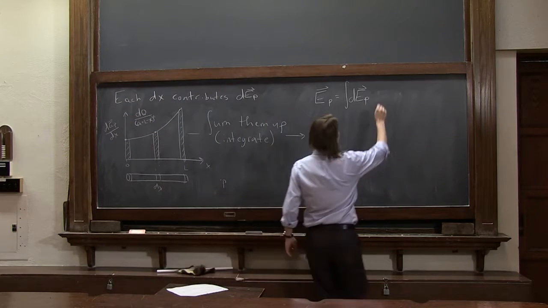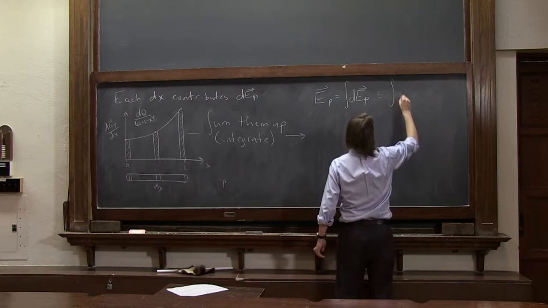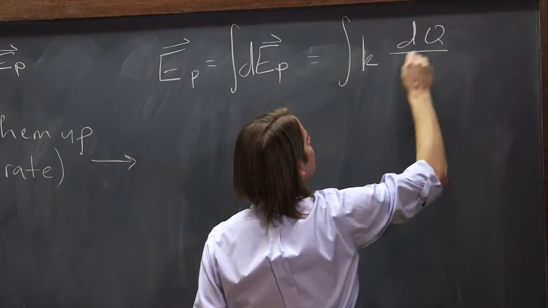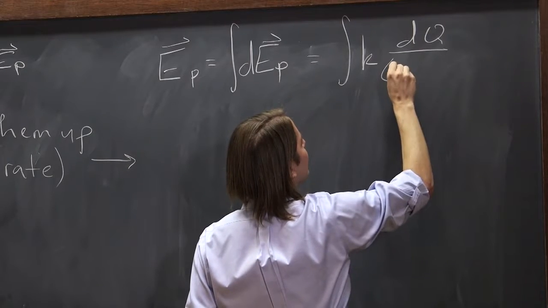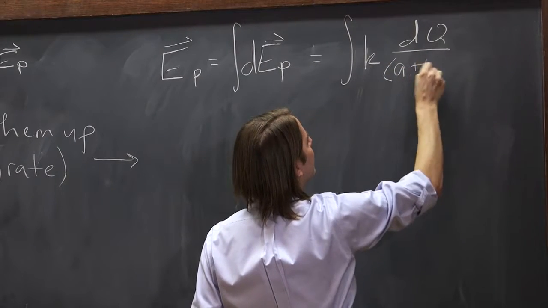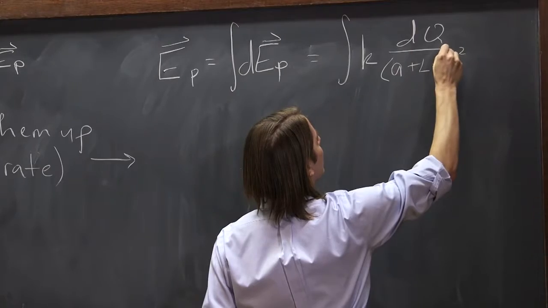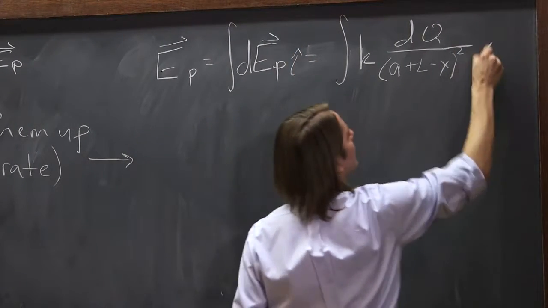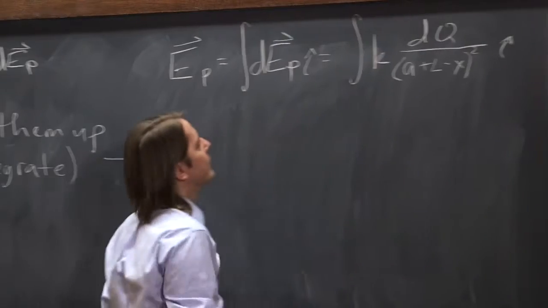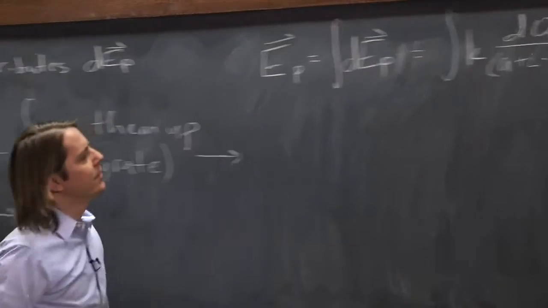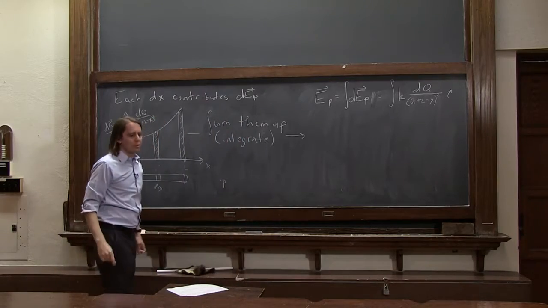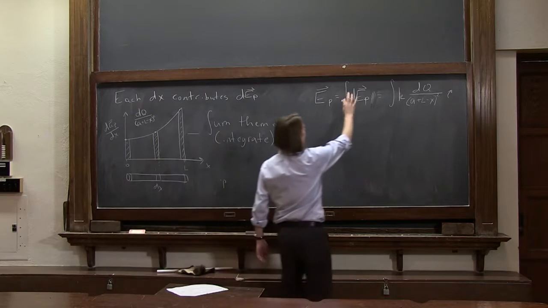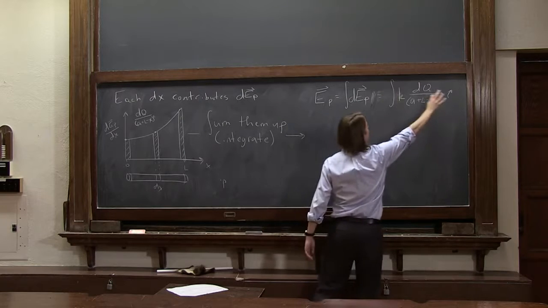Okay? So the other side was the integral of k dq, and on the bottom was a distance a plus L minus x squared. And of course, these are both in the I hat direction. I don't need an I hat there because that's a vector. Okay. So that's our integral that we have to deal with. So adding all these up just gives you EP. Really, this is what we want to integrate.